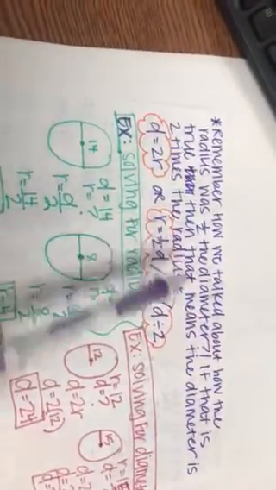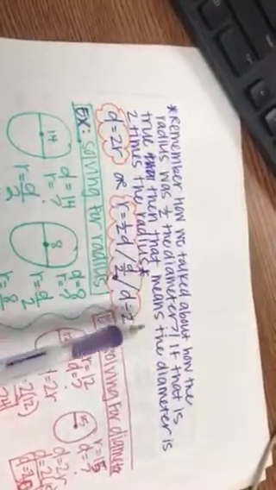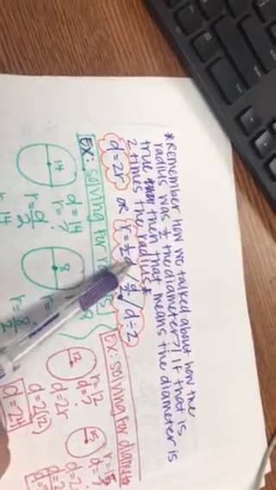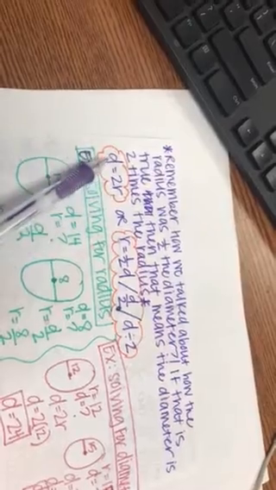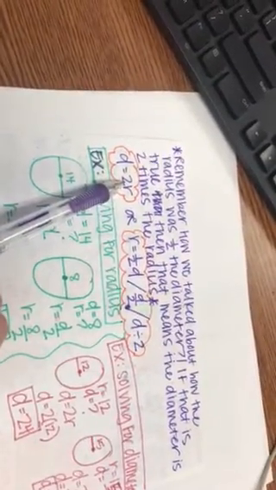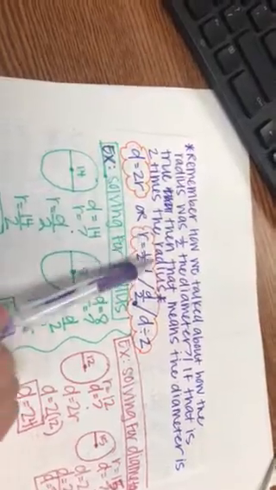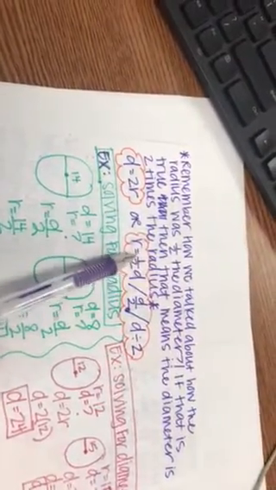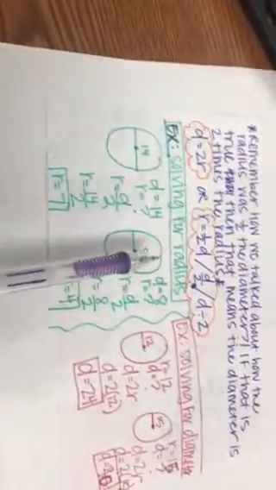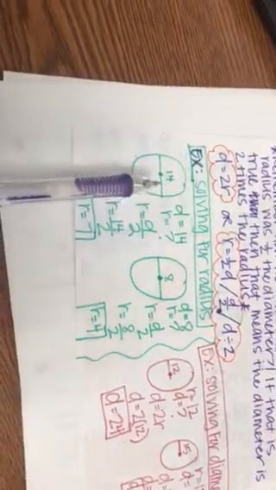So if the radius is half of the diameter, then that means the diameter can be 2 times the radius. So if we are given the radius, we can solve for the diameter by multiplying it by 2 since it's double the size. Or if we're given the diameter, we can find the radius by dividing by 2. So here we have some examples of solving for radius.